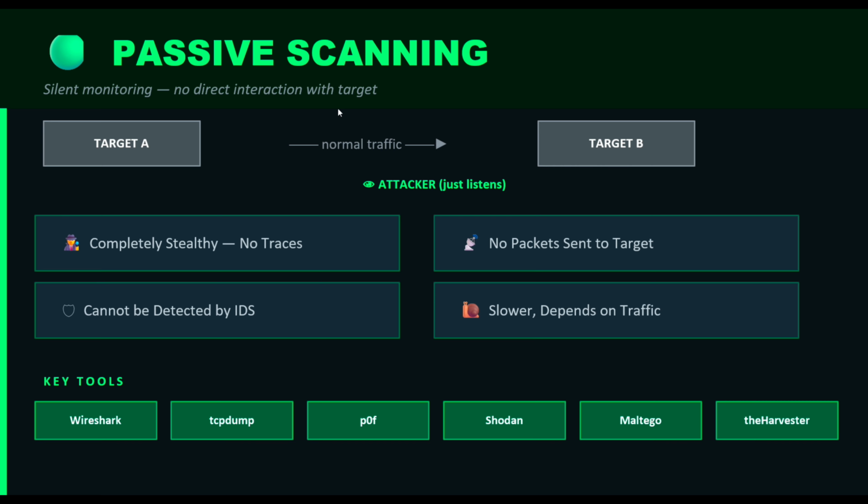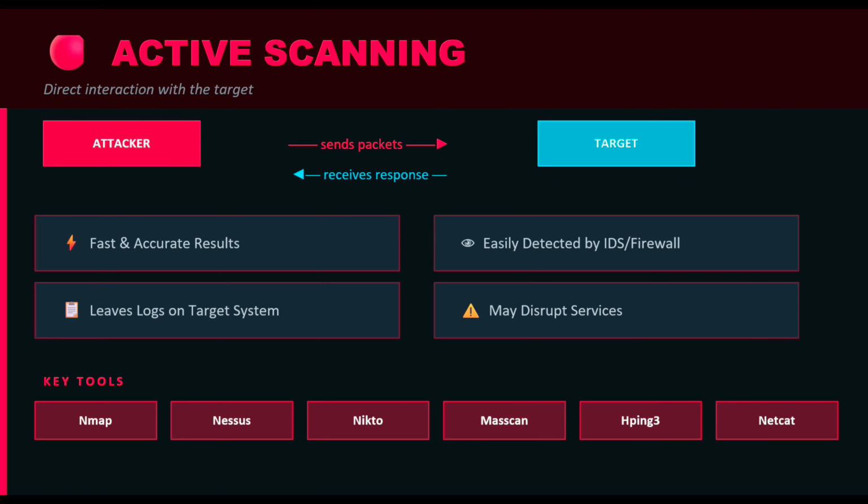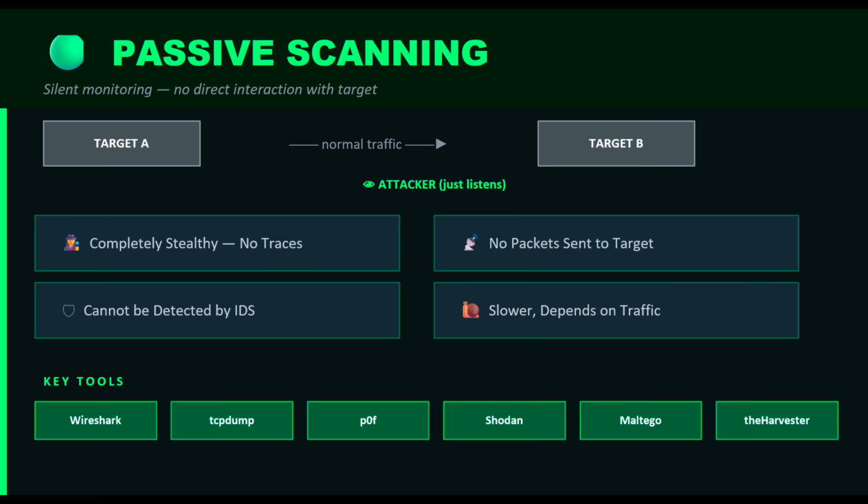Let's move to the next topic, which is passive scanning. Passive scanning is nothing but scanning the network without interacting with the target. That is the definition. The definitions are not so important, but you have to know the concept. Here the interaction is not direct. You can see that in active scanning the interaction between attacker and target is direct, but here the interaction is not direct. It can be through some browser or some tools which do not connect directly to the target.